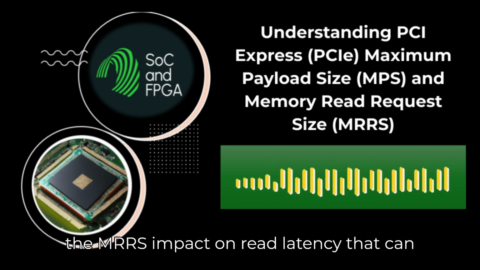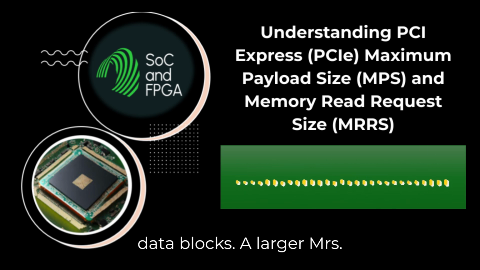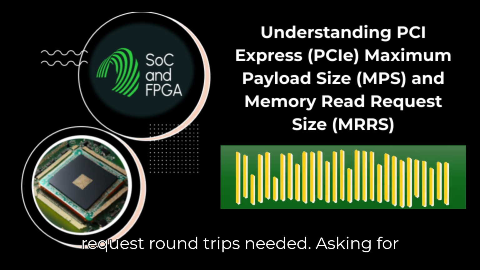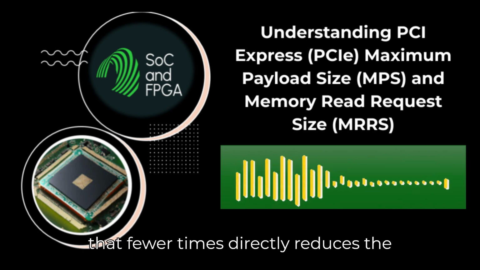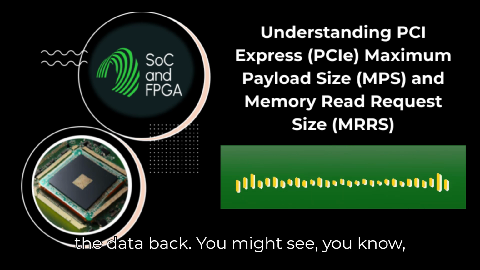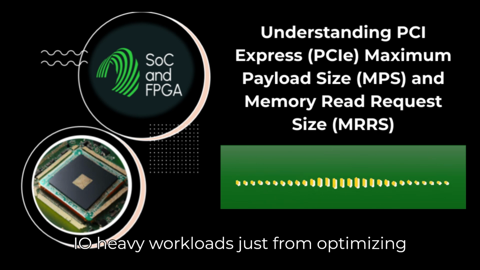And the MRRS impact on read latency? That can be quite significant for reads of large data blocks. A larger MRRS dramatically cuts down the number of request round trips needed. Asking for data, waiting for it, asking again. Doing that fewer times directly reduces the total time it takes to start getting all the data back. You might see maybe a 10% or more improvement in some I/O-heavy workloads just from optimizing MRRS.